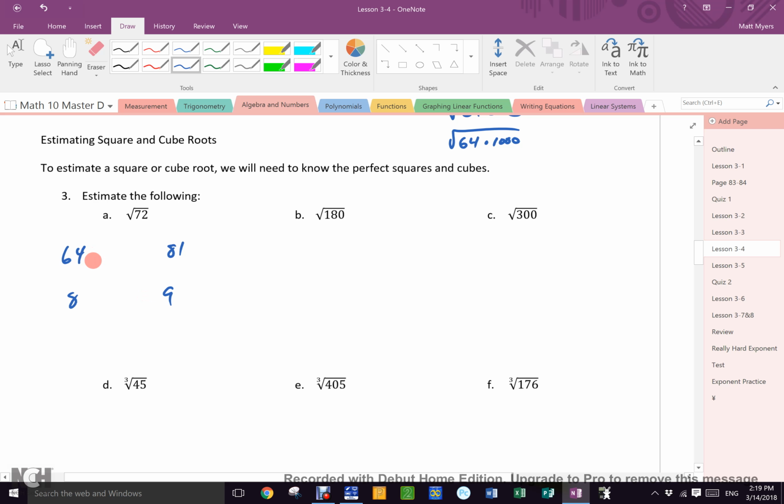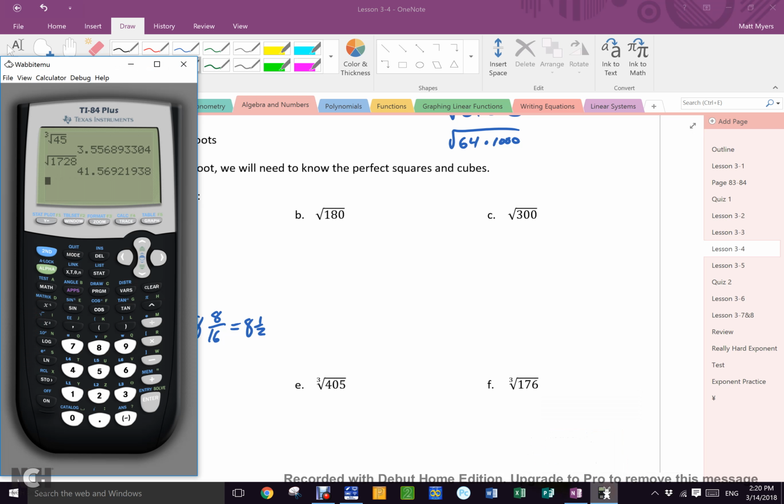Now, how many steps are there between 64 and 81? 17, right? We're at 72, which is how many steps from 64? 8! So I went 8 steps to get to 72 out of a total of how many? 17. So the square root of 72 must be 8 and 8/17, correct? Now let's estimate that. Isn't that awfully close? That means approximately 8 and 8/16. And isn't that 8 and a half?